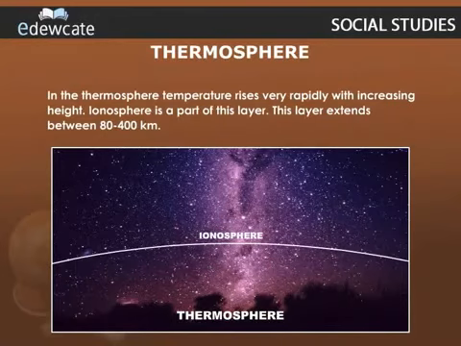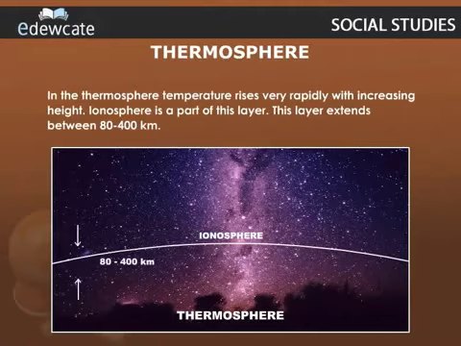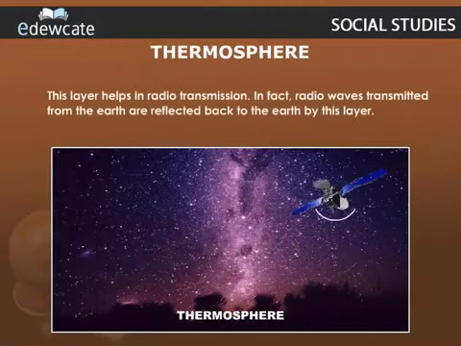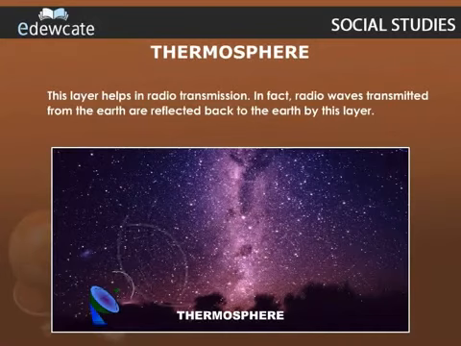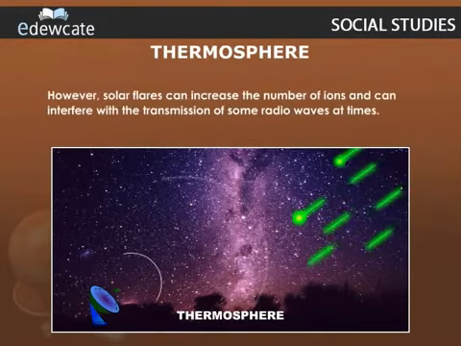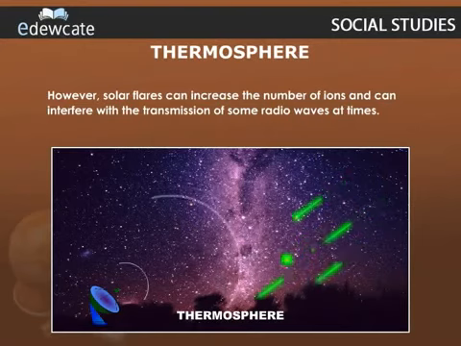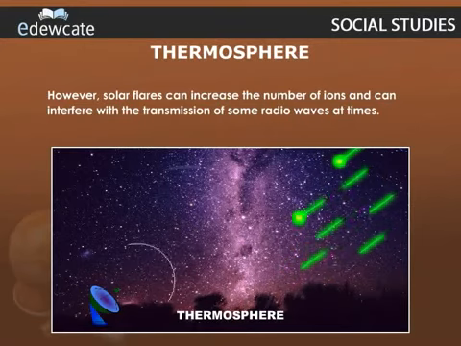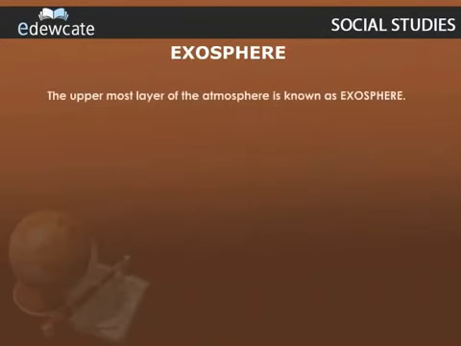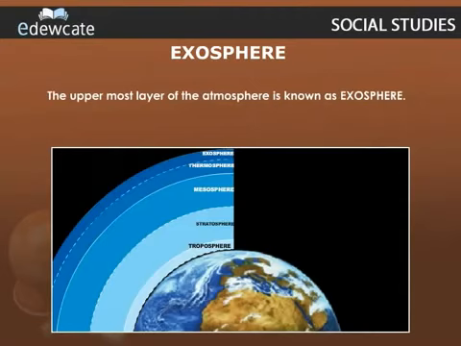Ionosphere is a part of this layer. This layer extends between 80 to 400 kilometers. This layer helps in radio transmission. In fact, radio waves transmitted from the Earth are reflected back to the Earth by this layer. However, solar flares can increase the number of ions in this layer, which interfere with the transmission of some radio waves at times. The uppermost layer of the atmosphere is known as exosphere.